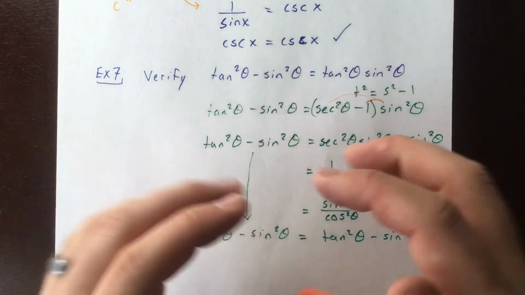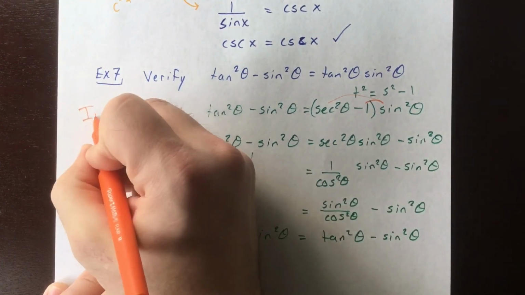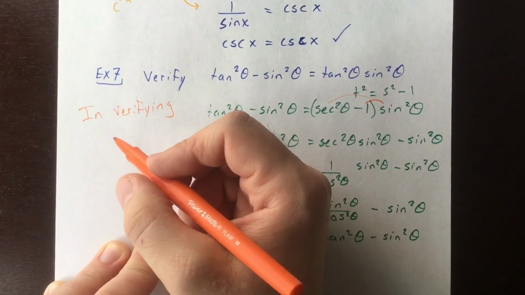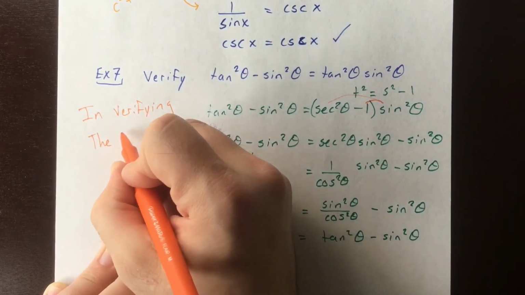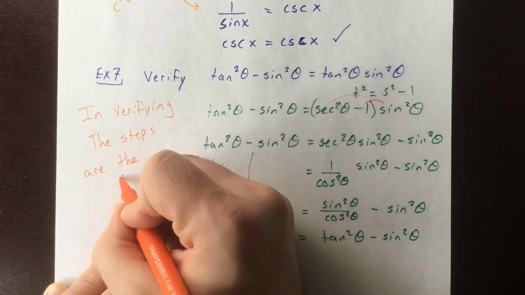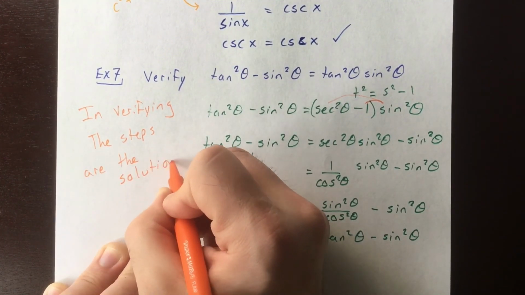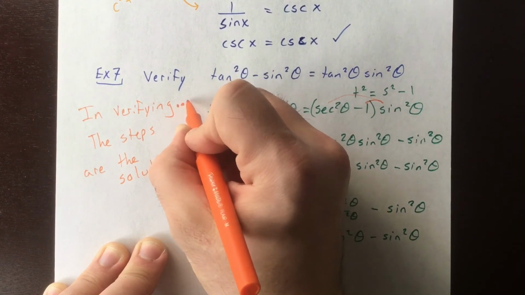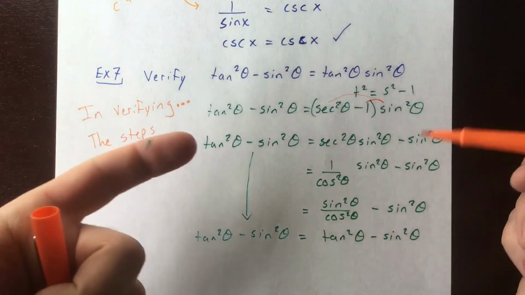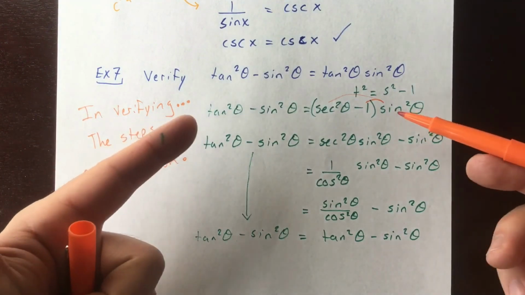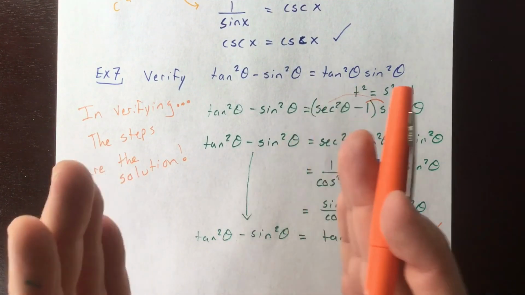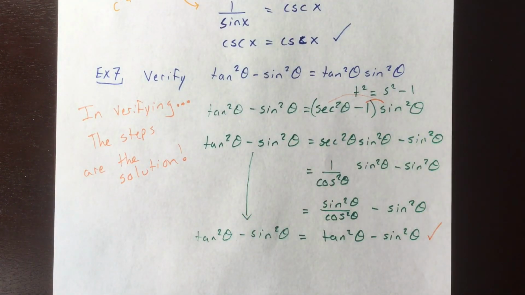The solution to verifying, the solutions are the steps. I'm going to write this down. So in verifying, this is where we'll close. In verifying, the steps are the solution. So the solution to this problem is showing each individual step that leads us to our end result, proving that one expression is equivalent to the other.